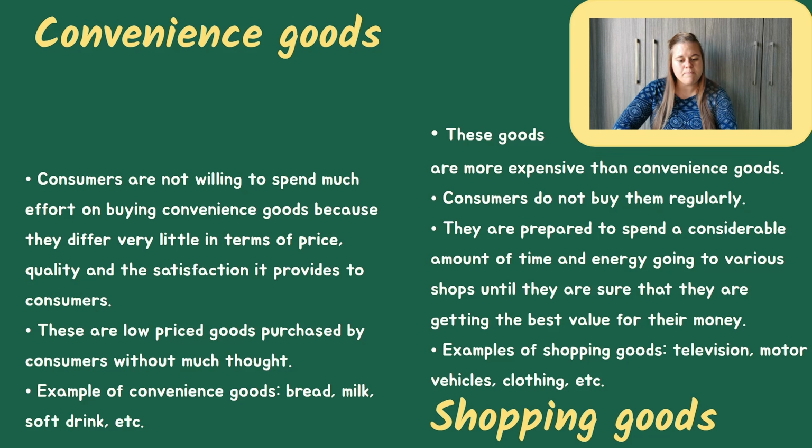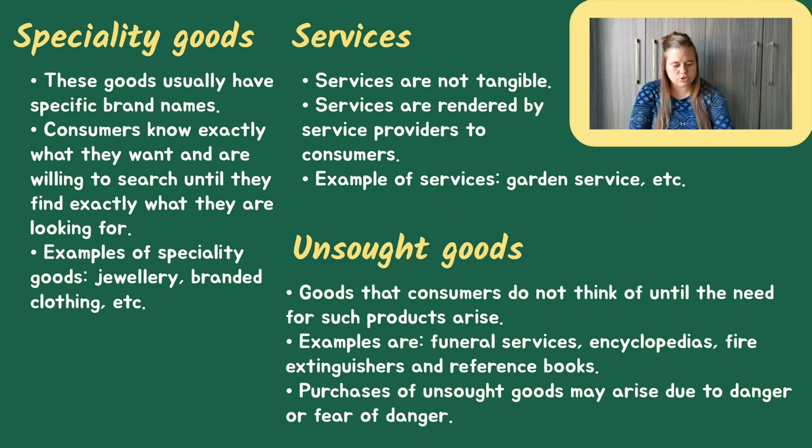Shopping goods, on the other hand, are more expensive than convenience goods. Customers do not buy them very regularly, and they are prepared to spend a considerable amount of time and energy going to various shops until they are sure that they are going to get the best value for their money. Examples include a TV, a motor vehicle, or clothing. I would say it's important for these consumer goods to make sure that you know examples, because I've noticed in a lot of past papers, especially Section A, they like to ask, bread is an example of what type of consumer good, which would be convenience goods.